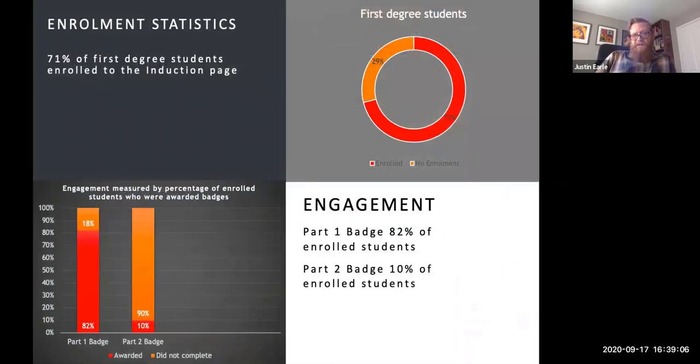So 71% of first degree students that year enrolled onto the induction page, and 82% of those completed the badge for part one. The badges were earned by asking questions to make sure that they had understood the central parts of the content. 10%, however, completed part two. So this shows a very large drop-off when left to their own devices and not guided through the session.